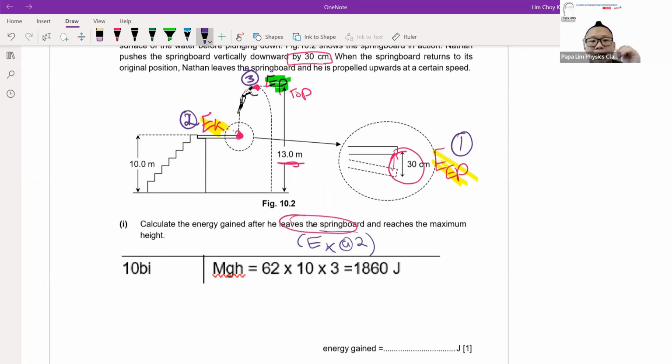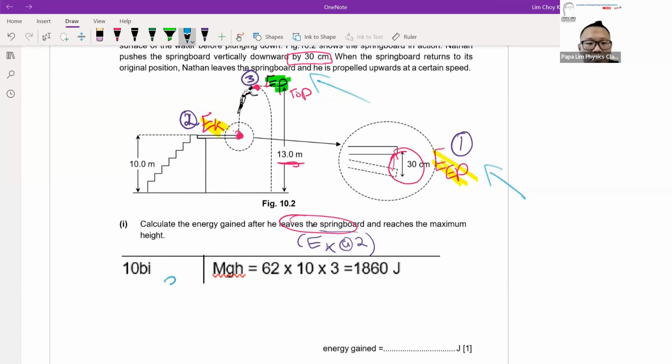if I can't find it directly, I can look at other forms. For example, if I want the kinetic energy at position 2, I can look for the elastic potential energy at position 1, or I can look for the gravitational potential energy at position 3. And of these two positions, number 3 will be the easiest.